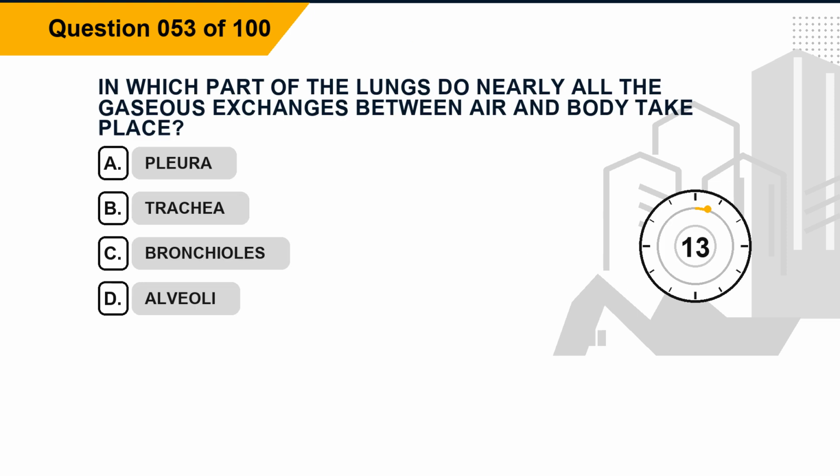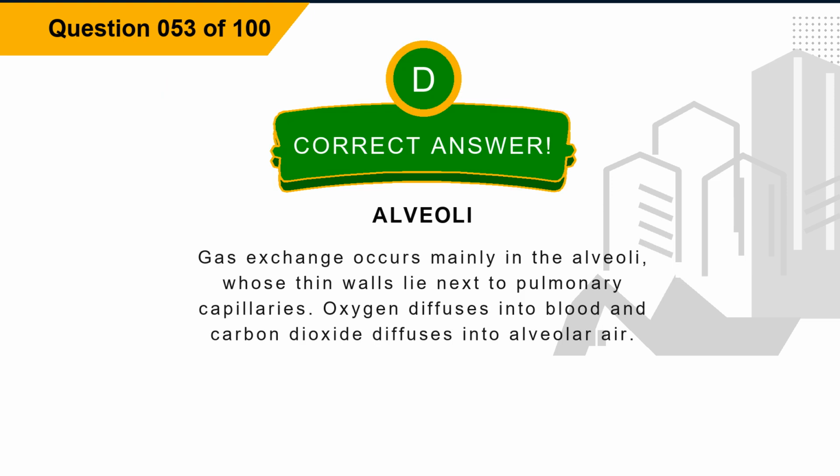Question 53. In which part of the lungs do nearly all the gaseous exchanges between air and body take place? Option A, pleura. Option B, trachea. Option C, bronchioles. Option D, alveoli. The correct answer is option D, alveoli. Explanation. Gas exchange occurs mainly in the alveoli, whose thin walls lie next to pulmonary capillaries. Oxygen diffuses into blood and carbon dioxide diffuses into alveolar air.